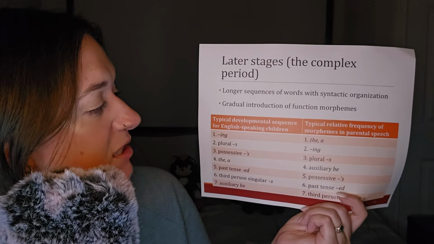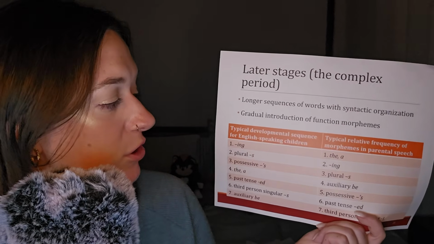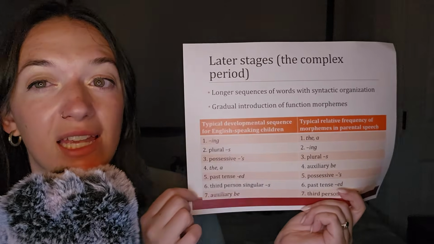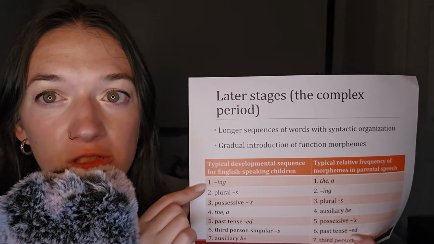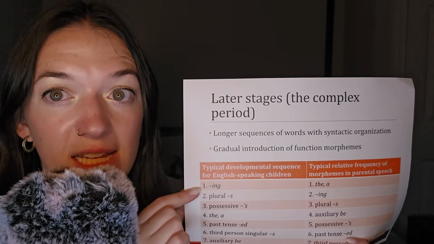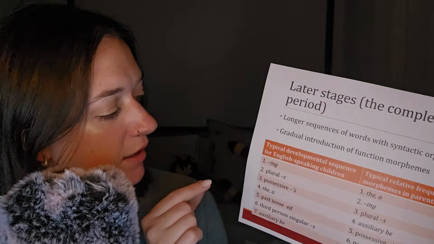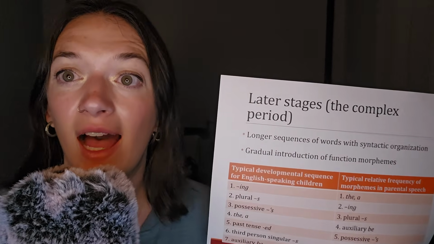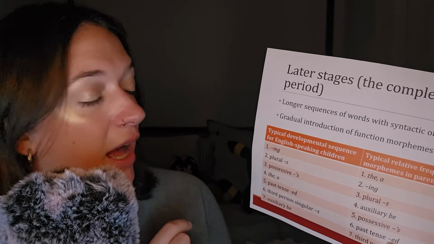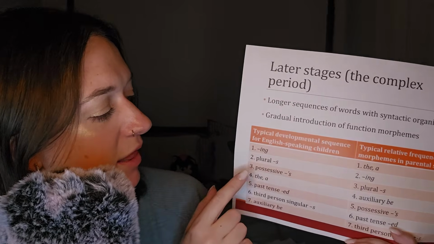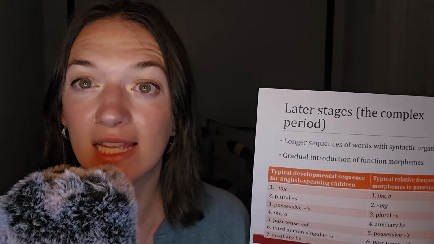So a typically developing child who is raised in an English-speaking household will typically acquire these grammatical functions in this order. First, they learn how to use the progressive ing. I'm singing, I'm eating, I'm reading. Then plural s, I'm eating cookies. I like cats. Then possessive s, so they can distinguish between a plural s and a possessive s.